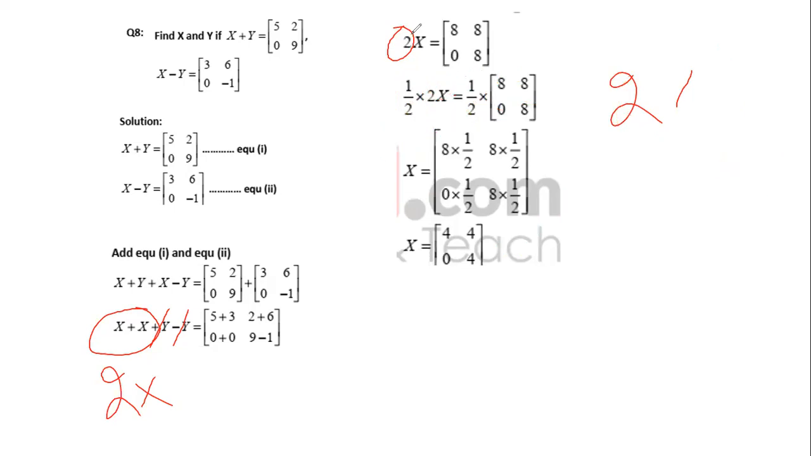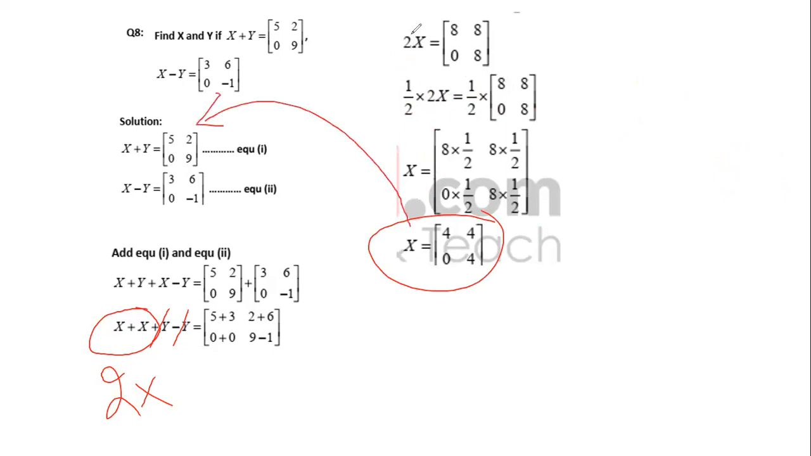That was just a simplification. So the value of x is found. Now we have to find the value of y. So just replace this value of x in equation 1 or equation 2. It's up to you. Both the equations will give you the same answer.